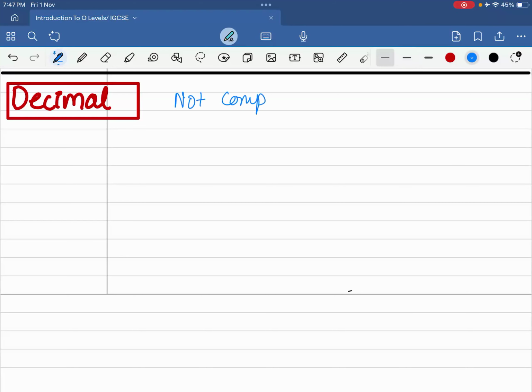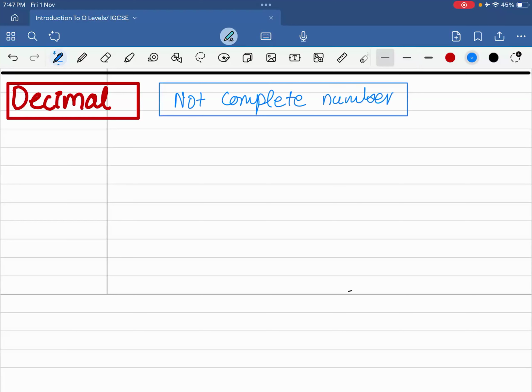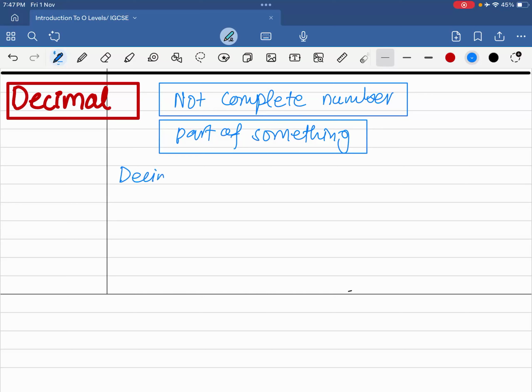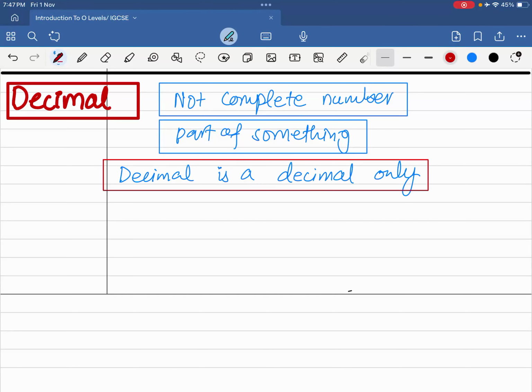Not complete number. We can say that part of something. And please, for God's sake, after today, you will call decimal a decimal only. Is this clear, everybody, or not? आज के बाद आप सब लोगों ने डेसिमल को डेसिमल ही बोलना है, डेसिमल को नंबर नहीं बोलना. इज दिस क्लियर और नॉट?